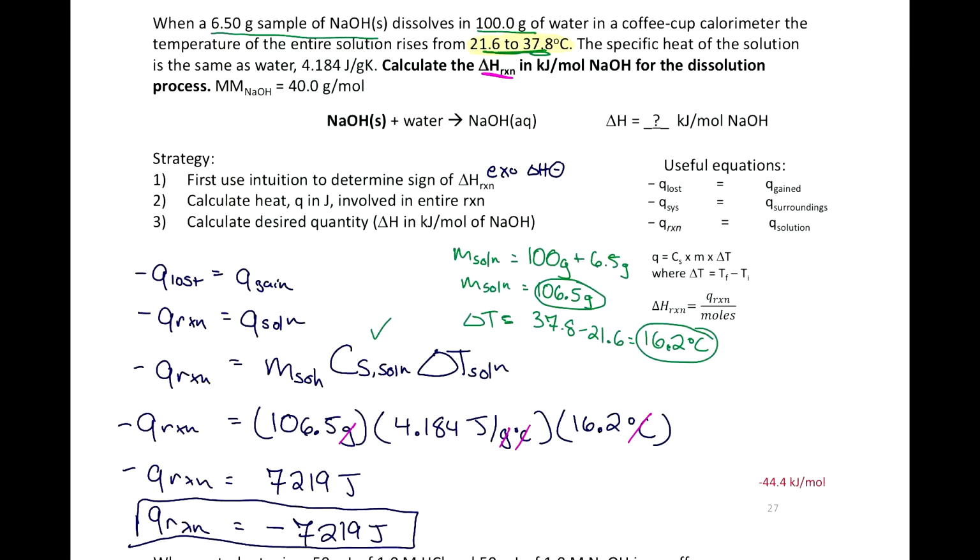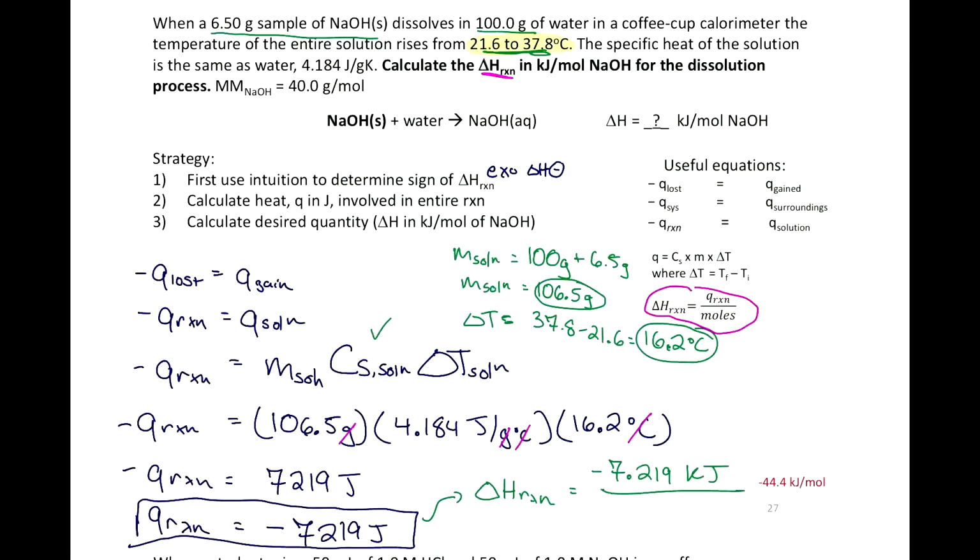To do that, we're going to use this last equation right here. Delta H of reaction is equal to the Q of the reaction over the mole amount we actually reacted. This is what will scale it into the kilojoule per mole unit that we want. So we're going to take this number and calculate delta H of the reaction. I'm going to go ahead and convert this to kilojoules. So this is negative 7.219 kilojoules for this reaction.